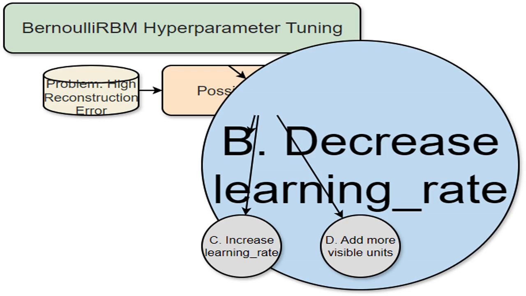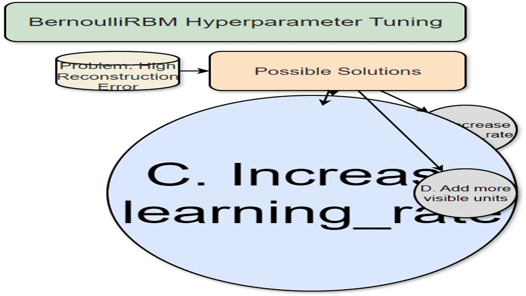Therefore, decreasing the _learning_rate could improve the model's performance by leading to a more precise and stable convergence towards a better solution, especially if the model is currently oscillating or diverging. Increasing the _learning_rate might seem like a good idea, faster learning, right?